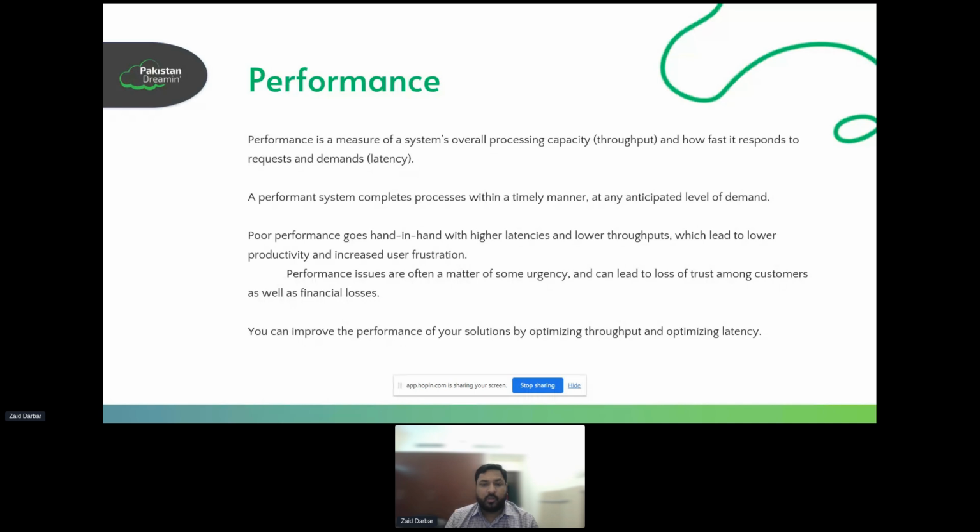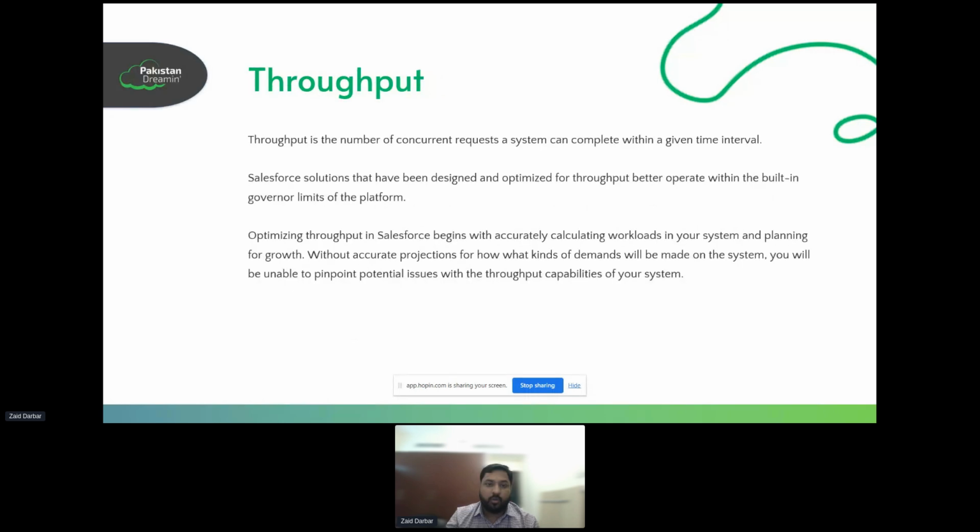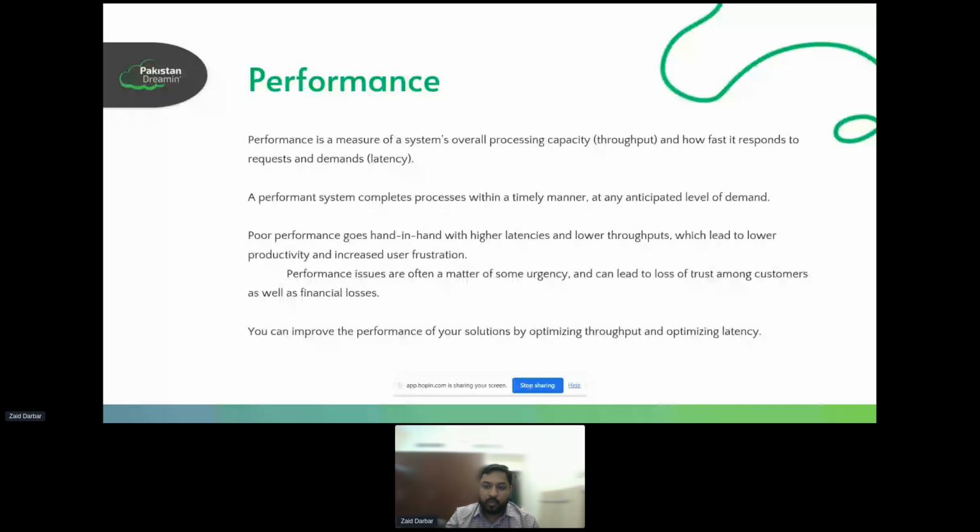Performance issues are often a matter of urgency and can result in loss of trust of customers. The trust of customers is something really important, and that is why I keep iterating that the customer perspective becomes very essential when you are working with performance. So how can you improve the performance of your solution? There are two main parts that I've divided it into: throughput and latency. Throughput is basically the number of concurrent requests a system can handle in any given time interval.